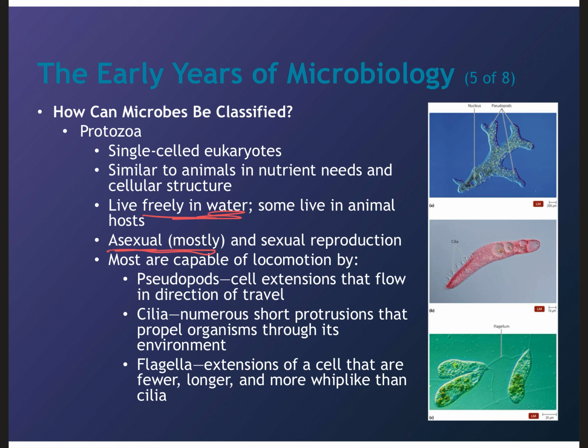They do reproduce mostly asexually. There is some sexual reproduction, so you do get some genetic diversity eventually. Generally, they have multiple different life cycle pathways that they can take, and you'll have some that have a sexual phase and an asexual phase, right? Depending on nutrient availability and conditions, they will do one or the other. Right? Most are capable of locomotion, so they can move around.